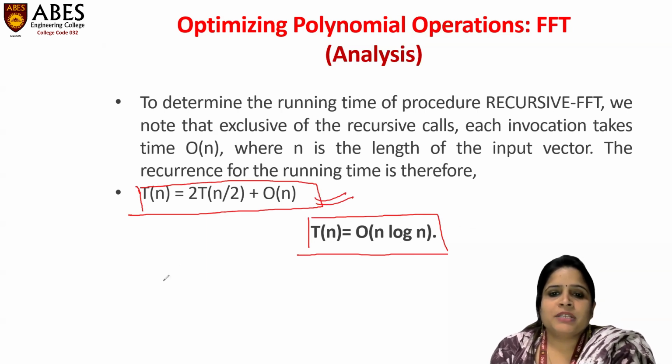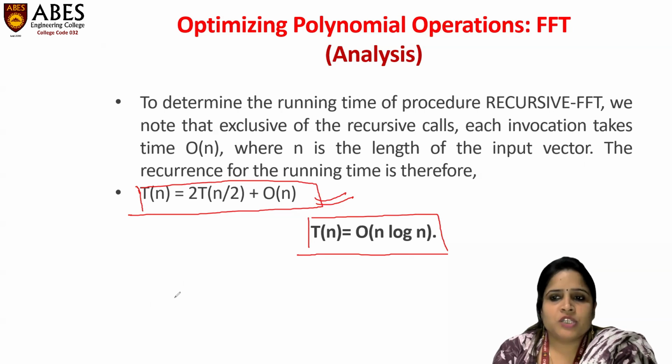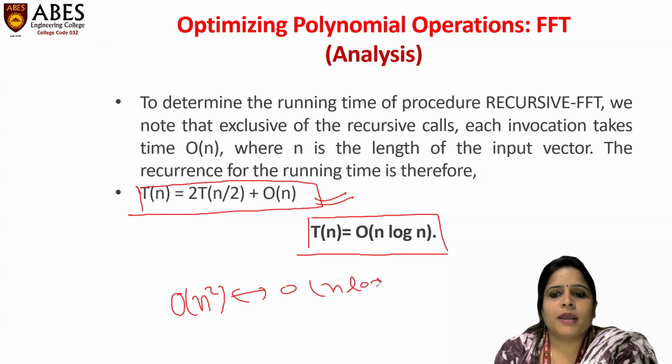So this is the basic application of algebraic computation, that we can evaluate our polynomial operations using fast Fourier transform, reducing the time complexity from order of n square to order of n log n. I hope you understand the concept of fast Fourier transform in the case of algebraic computations.